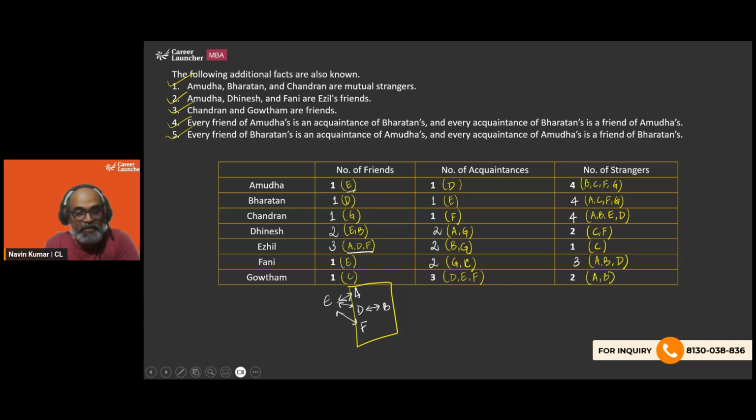Make sure right after this session, you go back to the beginning of this session, look at the question, look at the set, try to solve it once again.